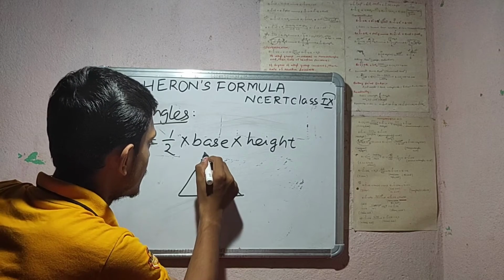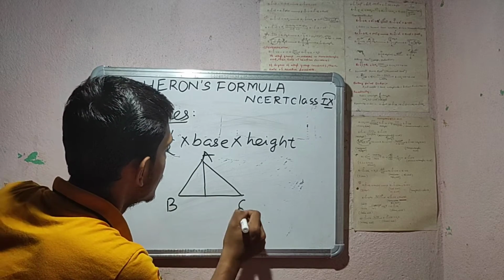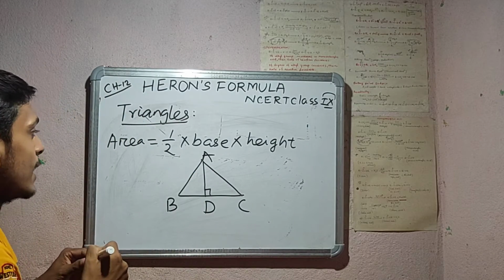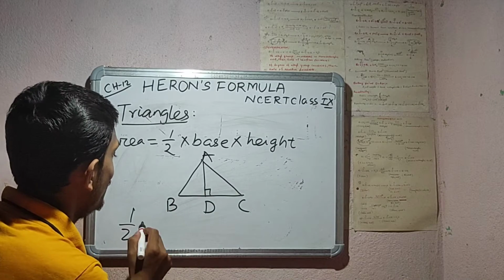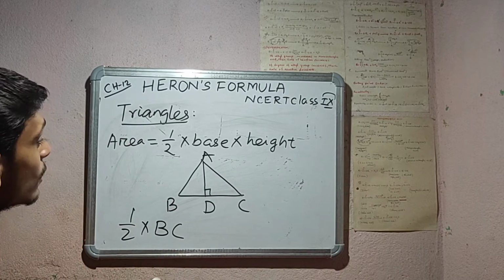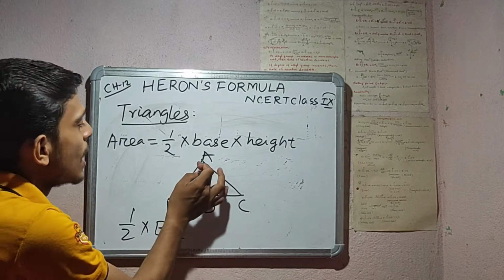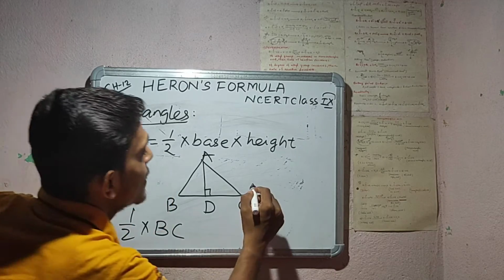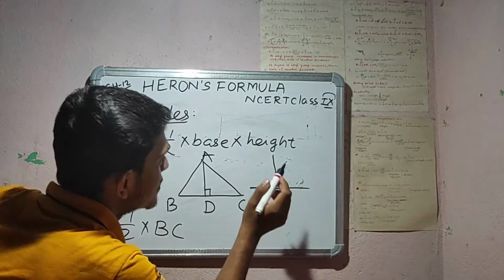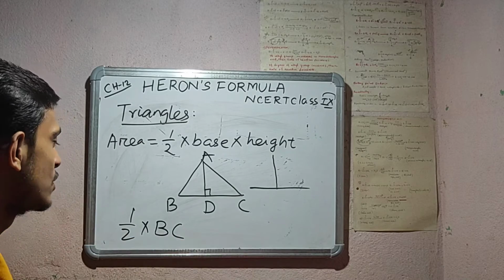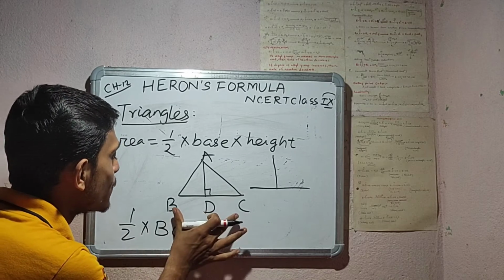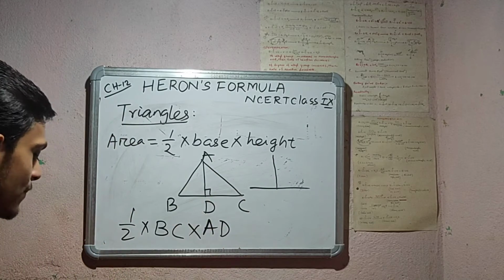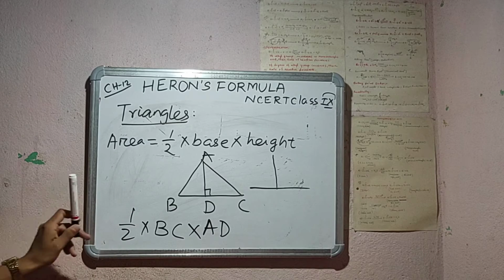Let ABC be a triangle. This is D. This is the height, which means this is perpendicular. So half BC times height. How do you recognize that this is height? Because height always lies on the base. So half BC is your base and height is your AD in this figure. This is the formula of your area.